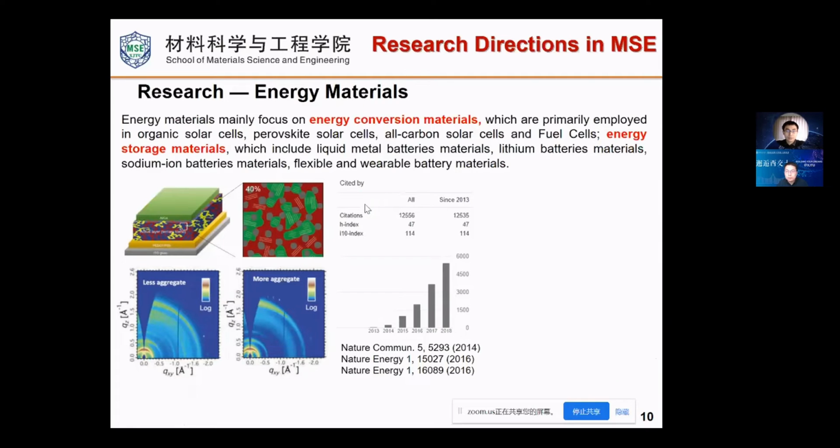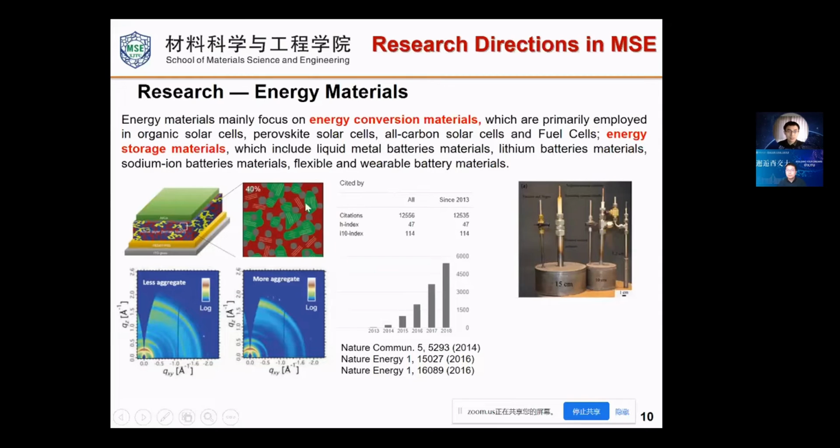In this section, we focus on energy conversion materials and energy storage materials. For energy conversion, we focus on organic solar cells, perovskite solar cells, and all-carbon solar cells. The energy storage materials include liquid metal battery, lithium-ion battery, sodium-ion battery, and flexible battery materials. As for the organic solar cells, my colleagues have published a lot of wonderful papers in top journals, and these papers have been highly cited by researchers all around the world. And as for energy storage materials such as batteries, my colleagues have made some exciting progress along with some battery companies in China.